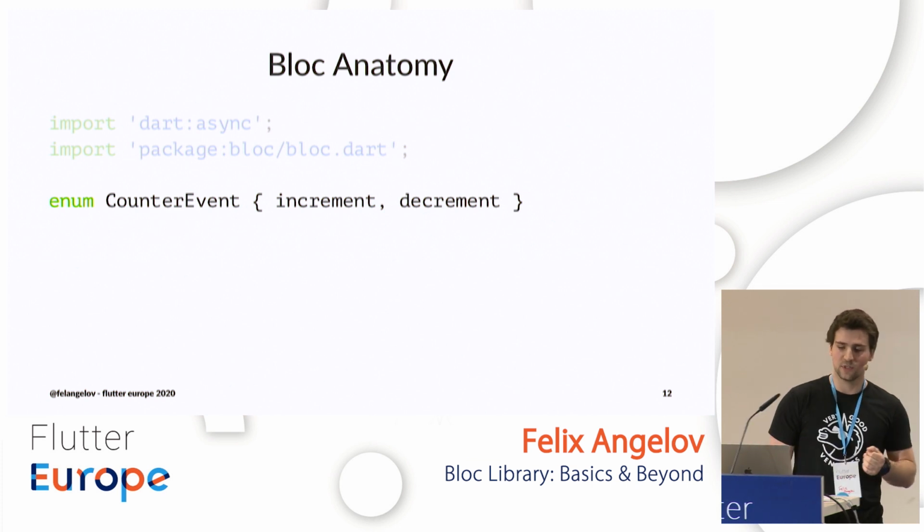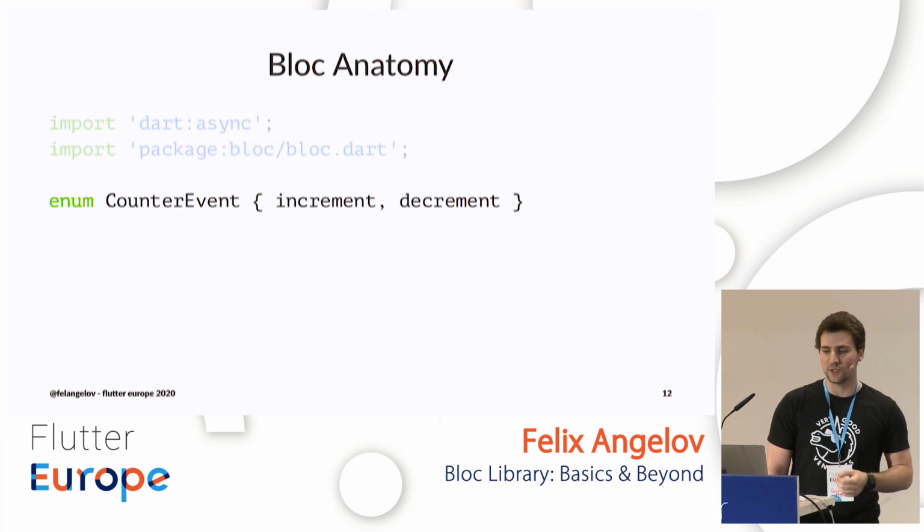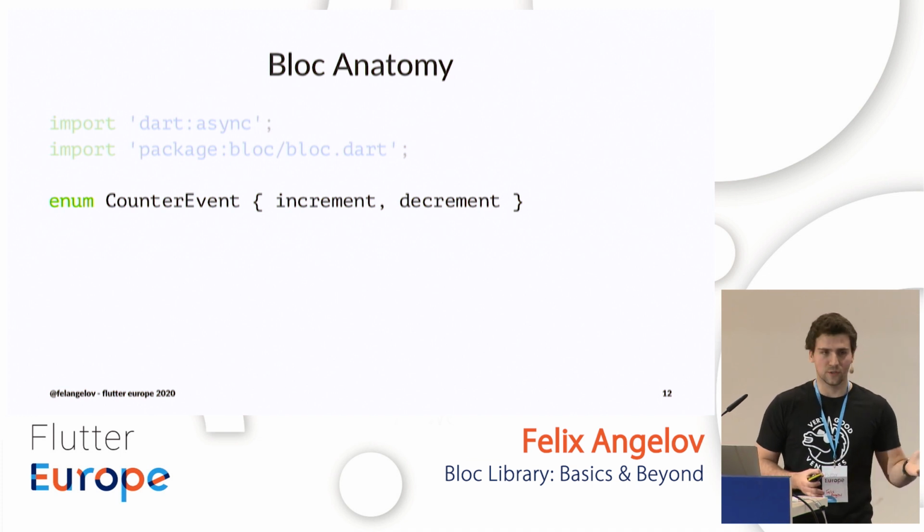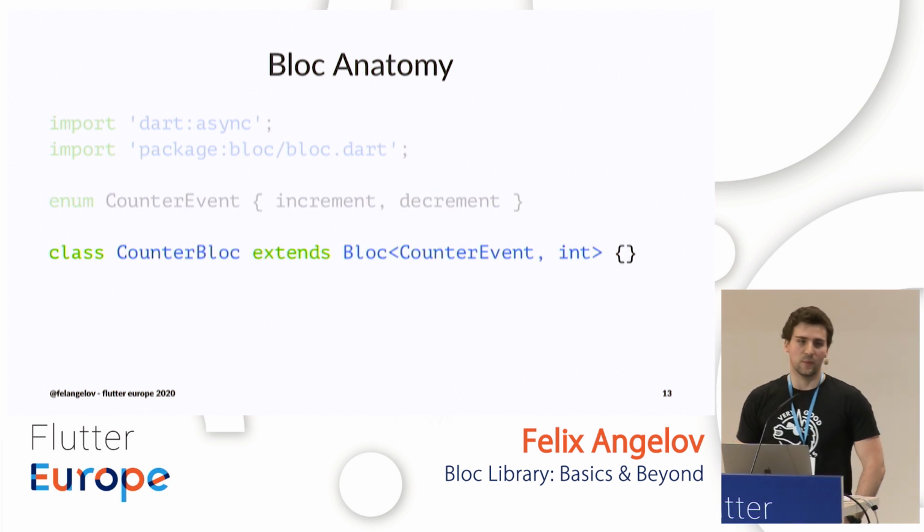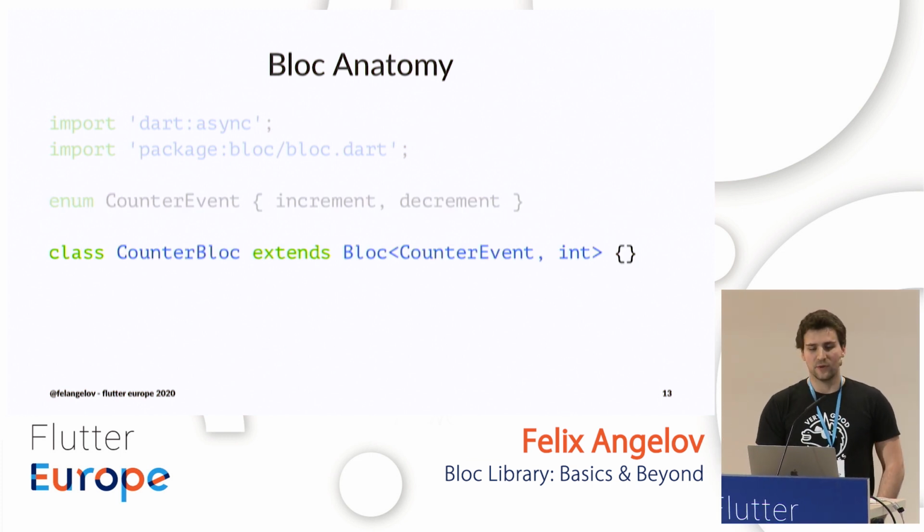But let's say in this case, we just have an increment and a decrement event. So we can represent that as just a simple enum called CounterEvent. But there's no real opinion on how to do this. You can use classes, you can use primitive types, you can use whatever you want to represent your events and states. So we start with this enum for our event, and for our state, we can just use a simple integer, since we're just going to represent the count or the value of the counter.